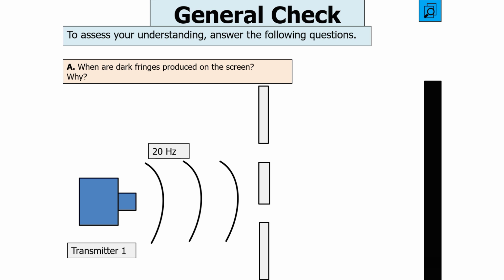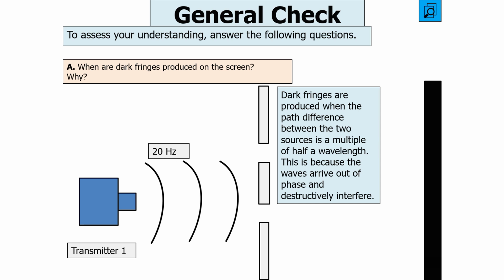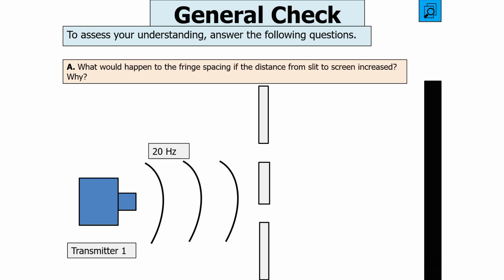So pause the video now, then unpause the video when you want to go through your answer. Dark fringes are produced when the path difference between two sources is a multiple of half a wavelength. This is because the waves arrive out of phase and destructively interfere. What would happen to the fringe spacing if the distance from slit to screen is increased and why?